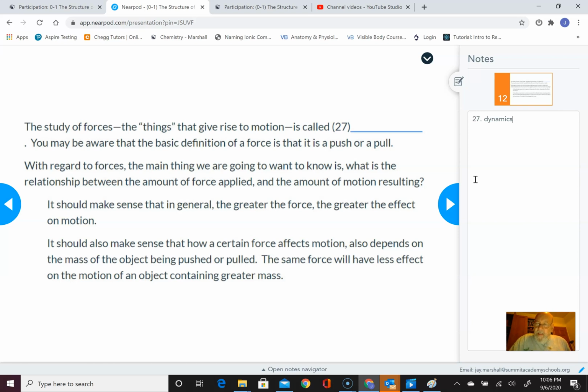It should also make sense that how a certain force affects motion also depends on the mass of the object being pushed or pulled. The same force will have less effect on the motion of an object containing a greater mass. So in class, the example I have is I use a certain force to push a chair, and it accelerates a certain amount.